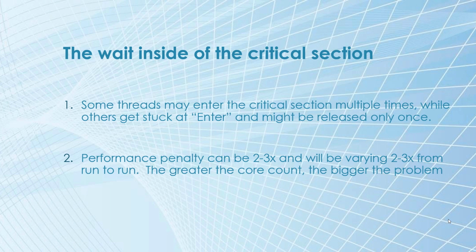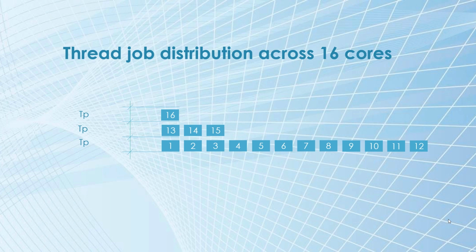And of course, the greater the core count, the bigger the number of threads that we will launch, the bigger will also be the problem. Thread job distribution across 16 threads is in this example, and you can see that if the columns are cores and the blocks are the thread jobs, then the jobs will get accumulated on a few cores or a few threads, and several threads, in this case 3 threads, will remain unused.